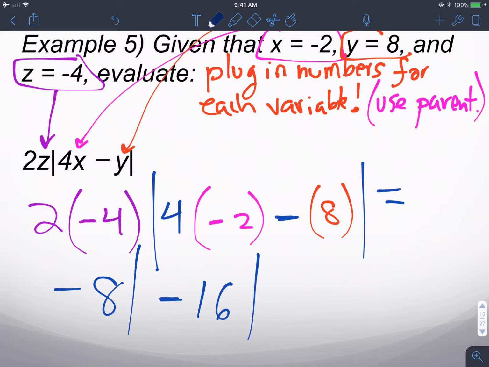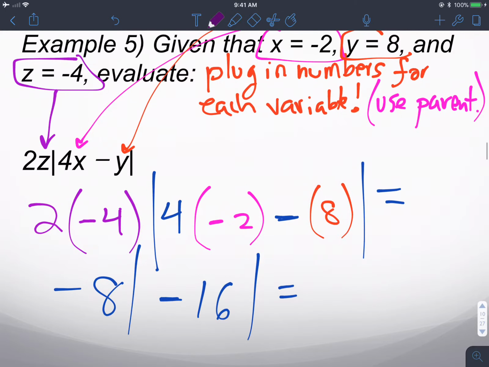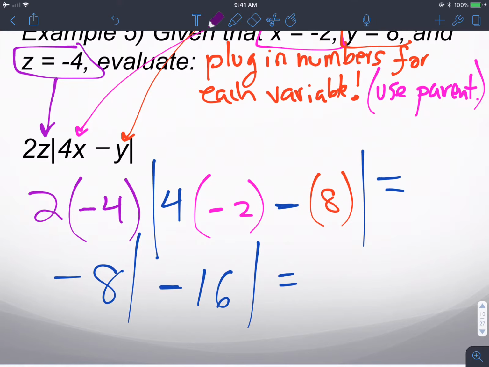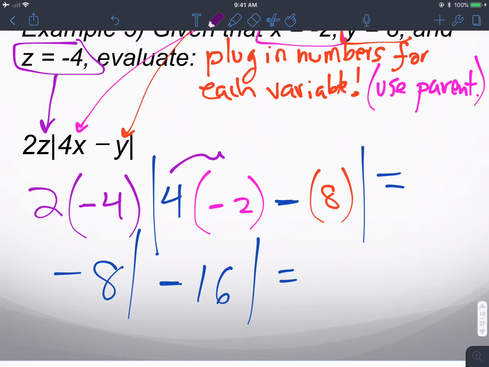So I'm kind of writing fewer steps. Where are you getting that 16 from? Because I'm doing... So you're doing 4 times negative 2, this is negative 8, negative 8 minus 8. Oh, gotcha. Okay? So now it becomes negative 8.